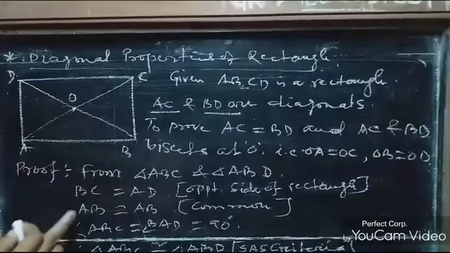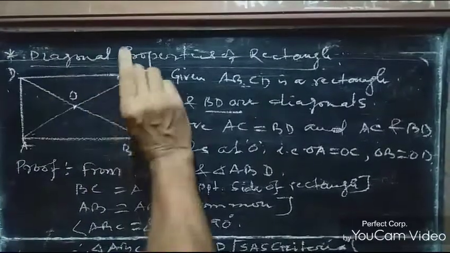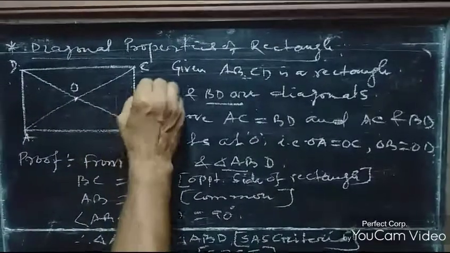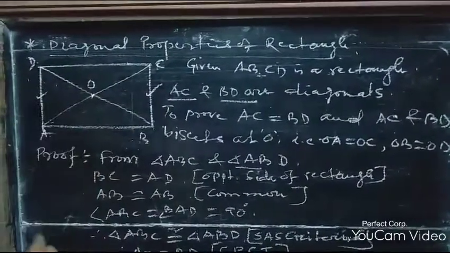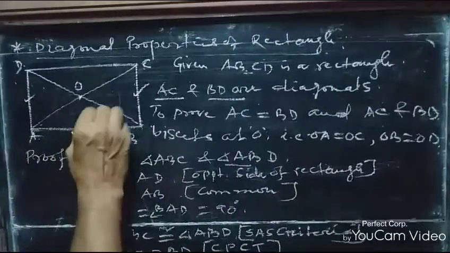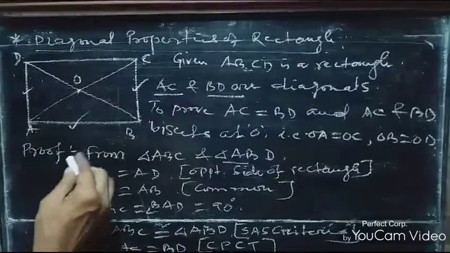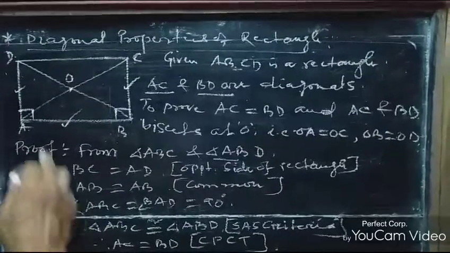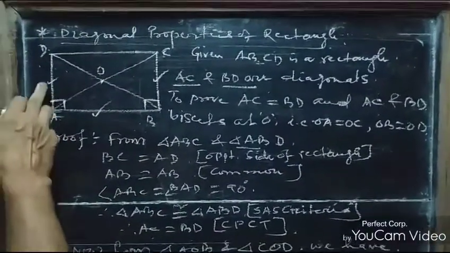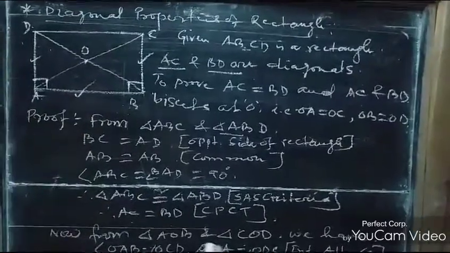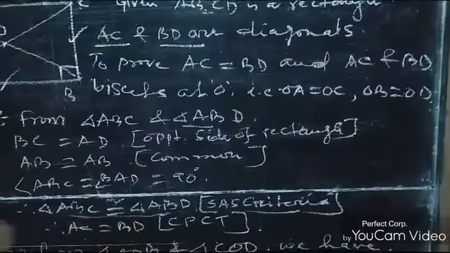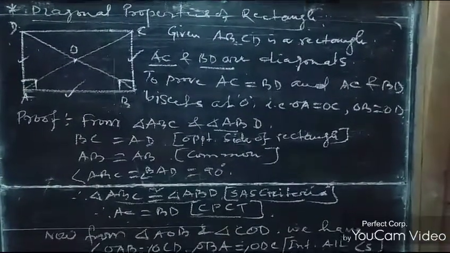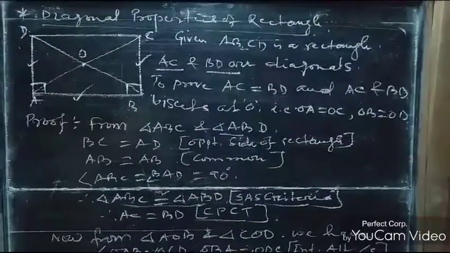Now from triangle ABC and triangle ABD, within these two triangles, BC equal to AD, AB equal to AB, this is the common side, and these are the opposite sides of the rectangle, and angle A equal to angle B, which is 90 degrees. Then that is SAS criteria. We can tell that these are congruent to each other. Now we can say that AC equal to BD. This is the first part, that the diagonals are equal.